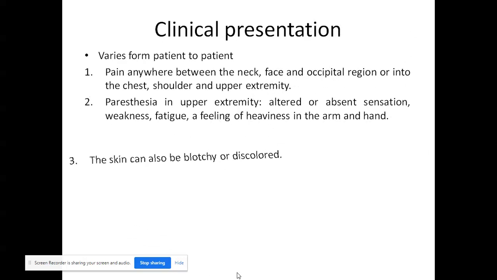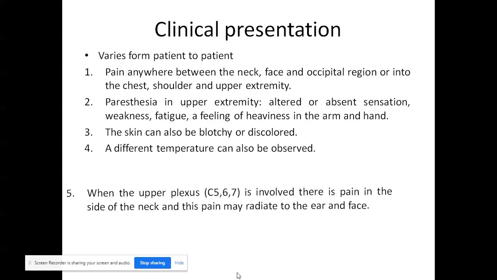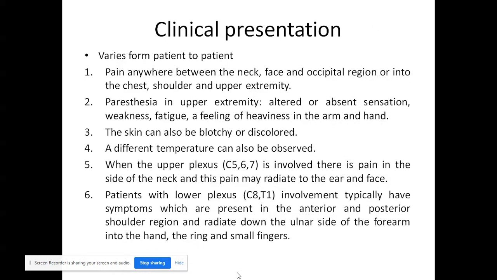Coming to the first point, pain anywhere between the neck, face, occipital region, or into the chest, shoulder, and upper extremity. These are the structures where pain is typically seen in TOS. But here, when I'm talking about clinical presentation, I'm not talking about which structure is getting compressed. It is just a general picture.